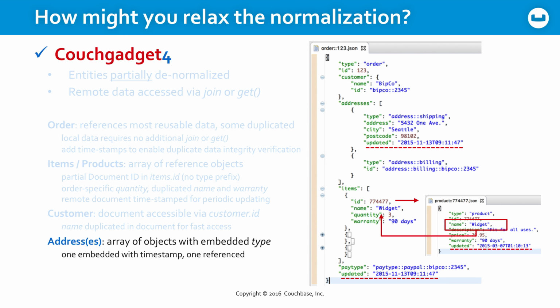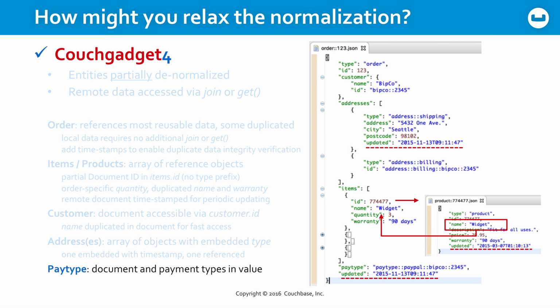And here we see a different approach to the addresses. The addresses in this case are an array of objects, and the type of address has been embedded as part of that object. Notably, it's embedded address : shipping in a manner that would be treatable as a prefix to the document name conventions that we've been using in these examples. But also see that here the shipping data is duplicated or snapshotted perhaps into the local document, while the billing address is a reference to a remote document. That might be appropriate for a given application. Your mileage may vary. And the pay type has the document and the payment types in the value as before.